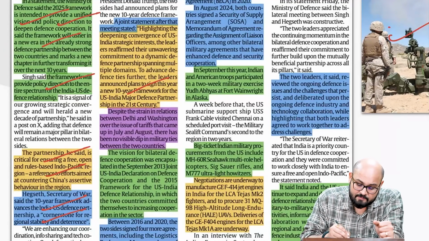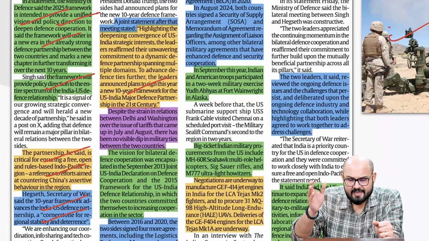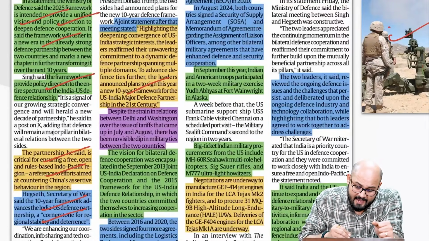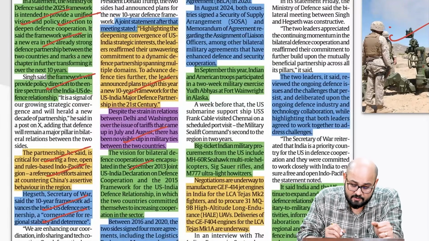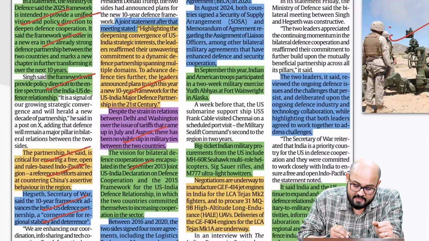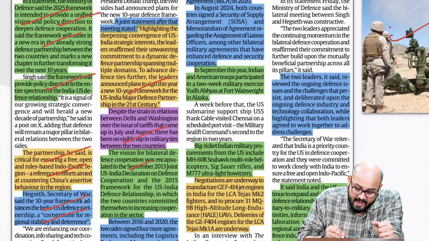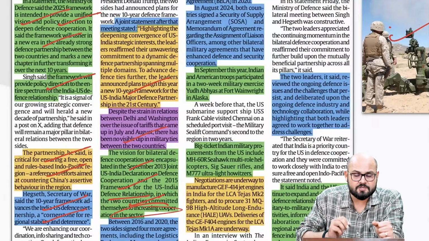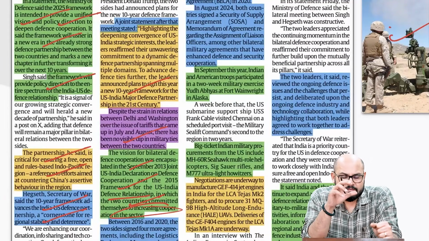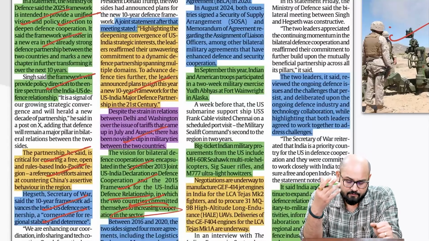Despite the strain in relations between Delhi and Washington over the issue of tariffs and the economy, there has been no visible dip in the military ties. The vision for bilateral defense cooperation was encapsulated in the September 2013 joint US-India Declaration on Defense Cooperation and the 2015 framework on the US-India defense relationship, in which the two countries committed themselves to increasing the cooperation. That is how you use the information. That is how the historical perspective also evolves.